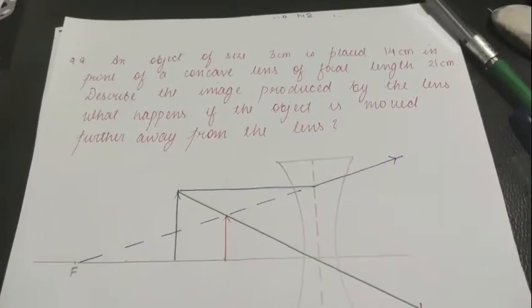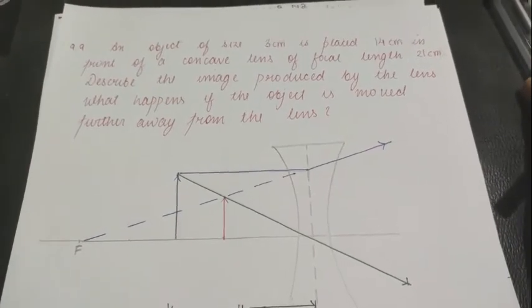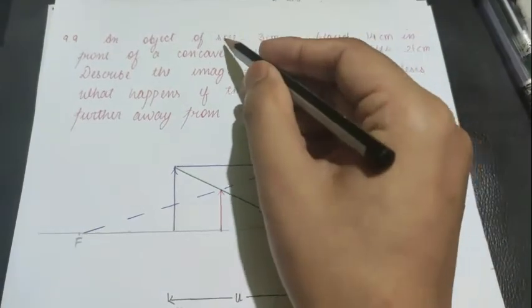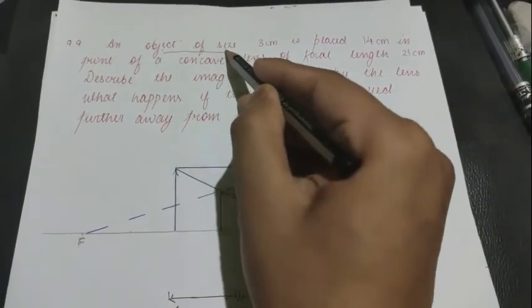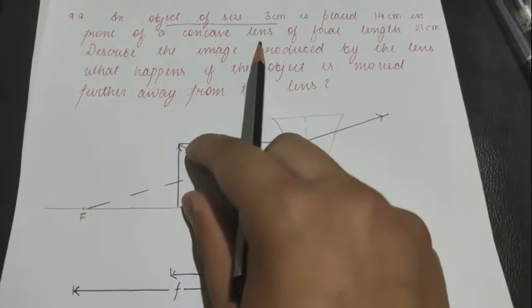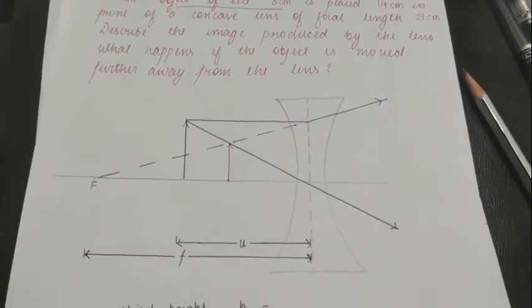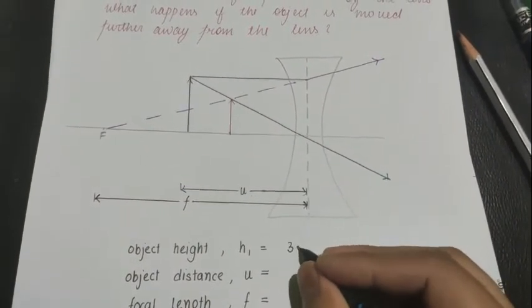Now let us look into the details which are given in the question. An object of size 3 cm. So they have given the size of the object which is your 3 cm. Underline 3 cm. That means this object height is 3 cm. So I'll write object height equals 3 cm.